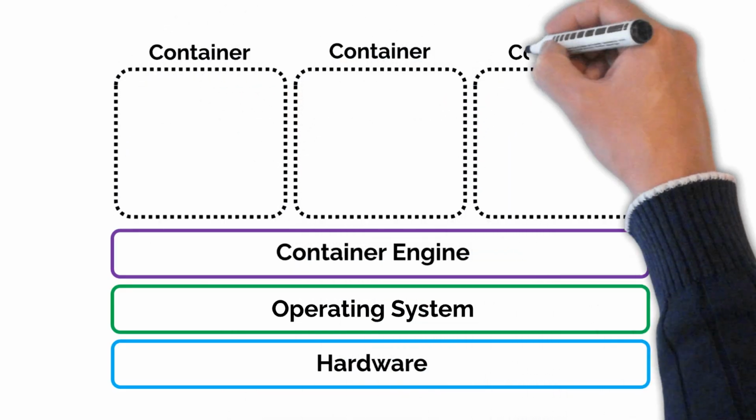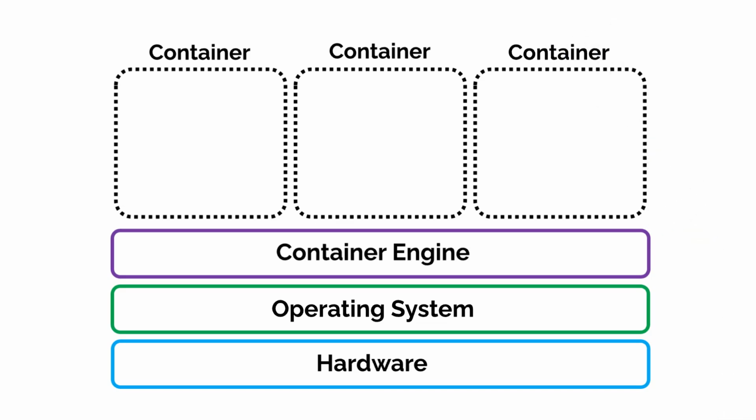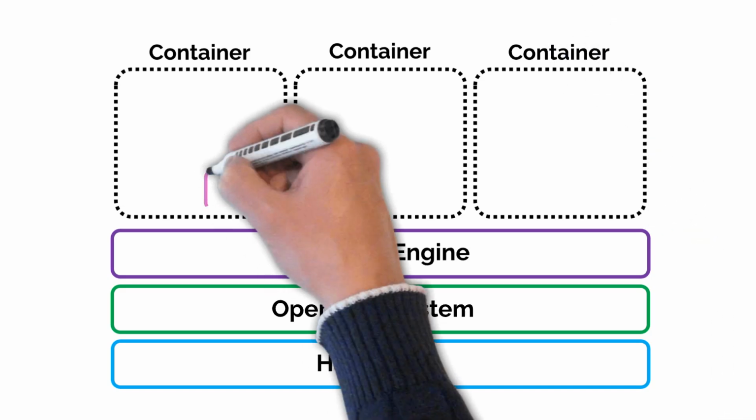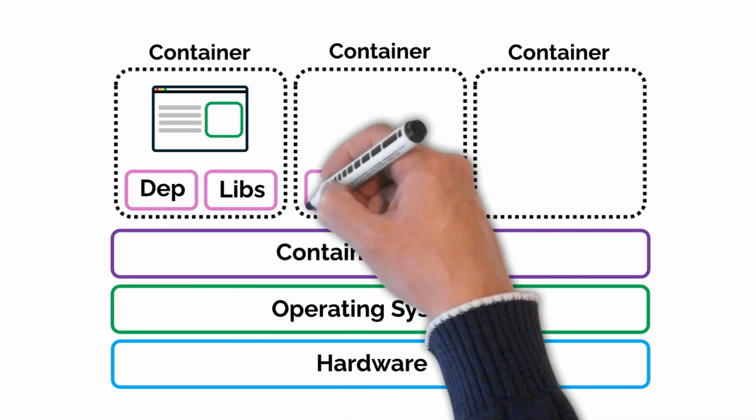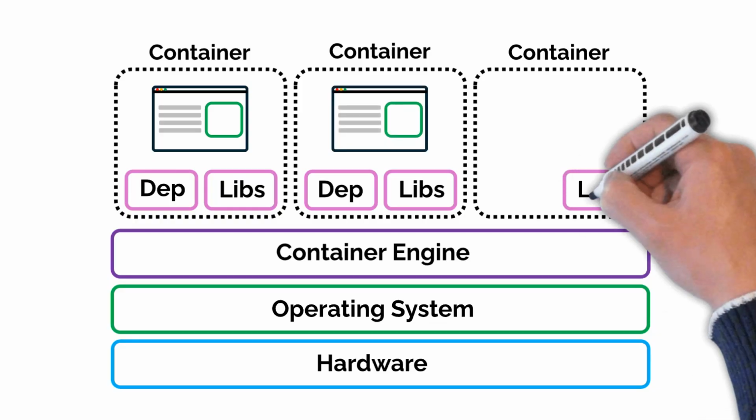Each container shares the host OS kernel, but contains everything the application needs to run, its code, libraries, and dependencies. This makes containers lightweight, portable, and much faster to start compared to VMs.